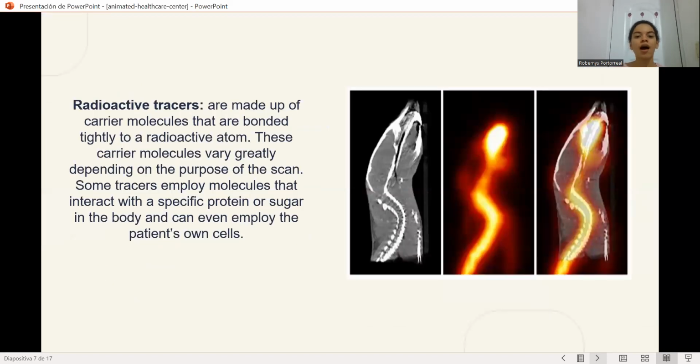Radioactive tracers are made of carrier molecules that are bonded tightly to a radioactive atom. These carrier molecules vary greatly depending on the purpose of the scan. Some tracers employ molecules that interact with a specific protein or sugar in the body and can even employ the patient's own cells.